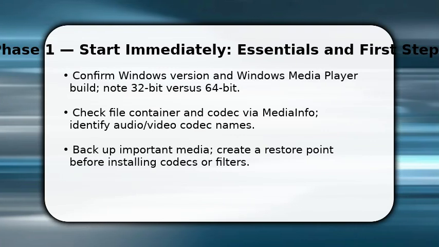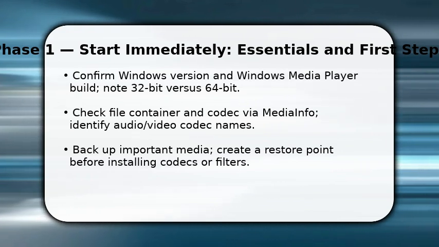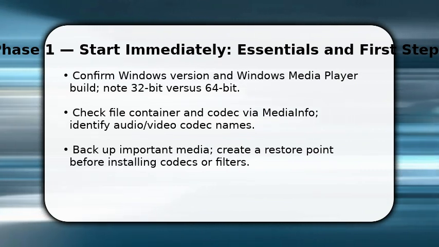Enjoy the video. You begin by verifying the essentials. Confirm your Windows edition and the Windows Media Player build so you know which codec binaries you need. Once done, open Media Info and inspect the file container and exact codec names for audio and video. This tells you what to install.